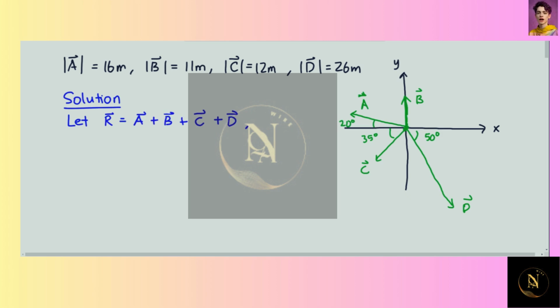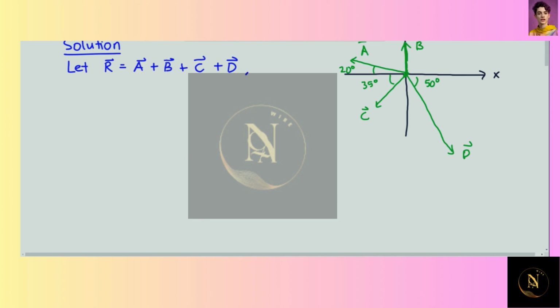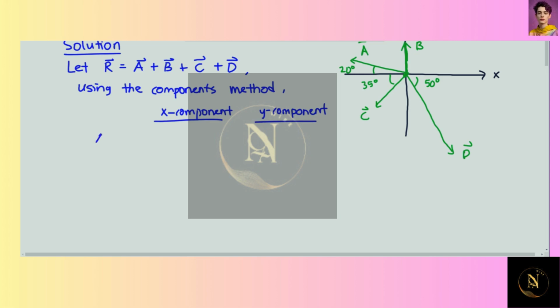Okay, and then using the components method, what I'm going to do is list out the x and y components of each vector, and then we'll sum them up. We have vector A, B, C, D, and R.